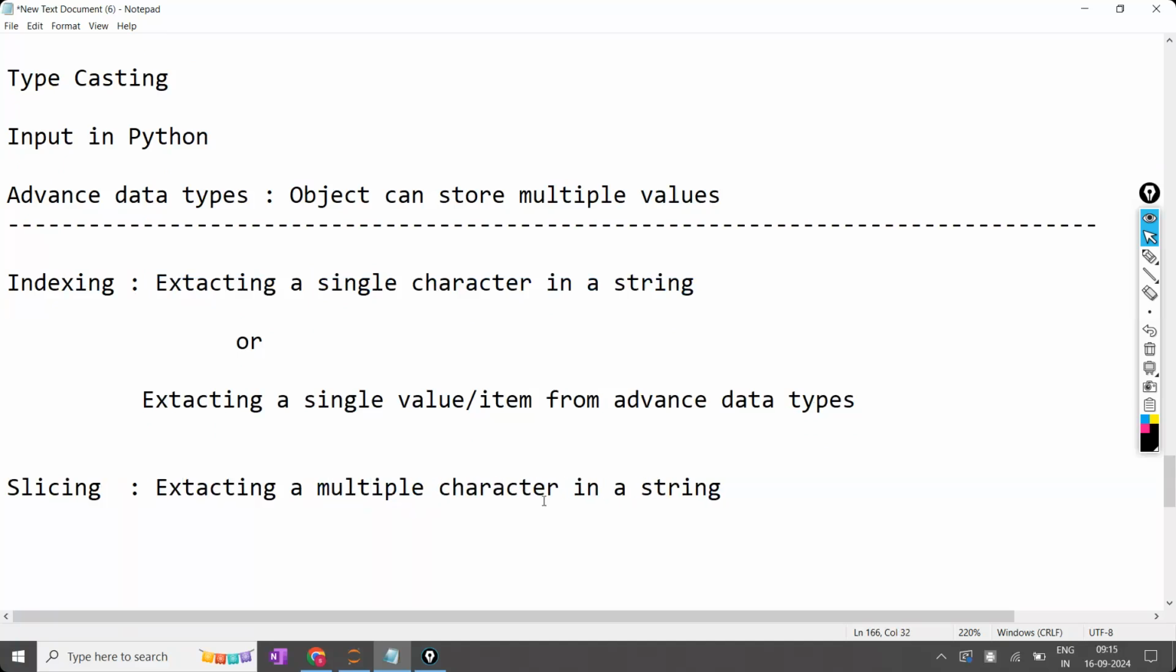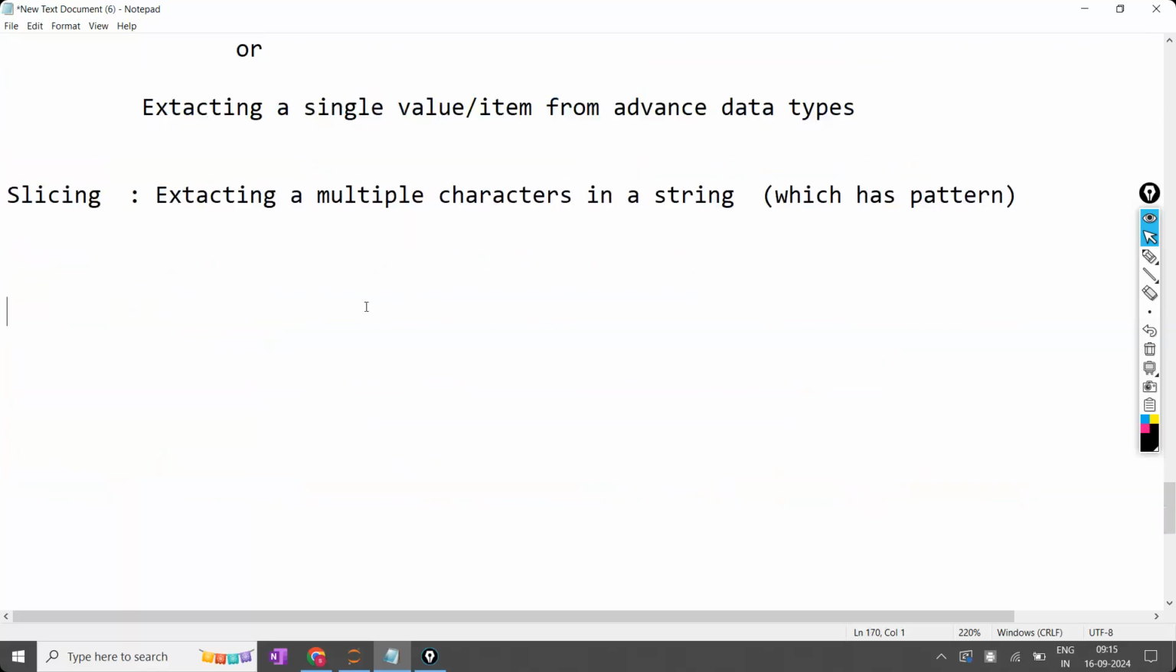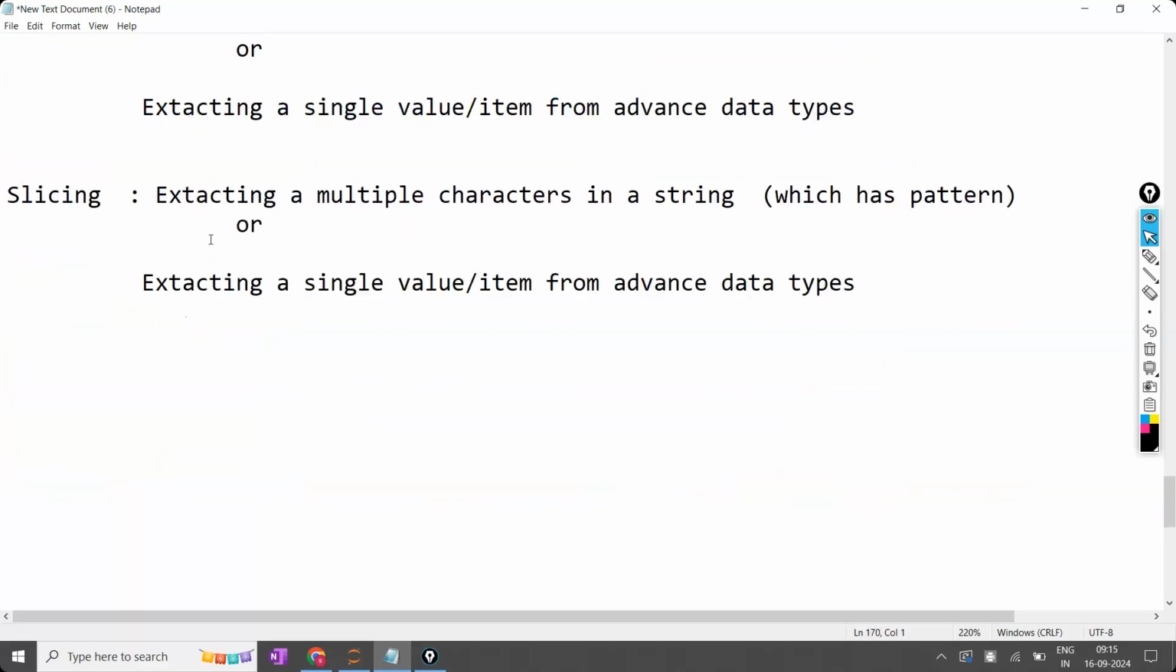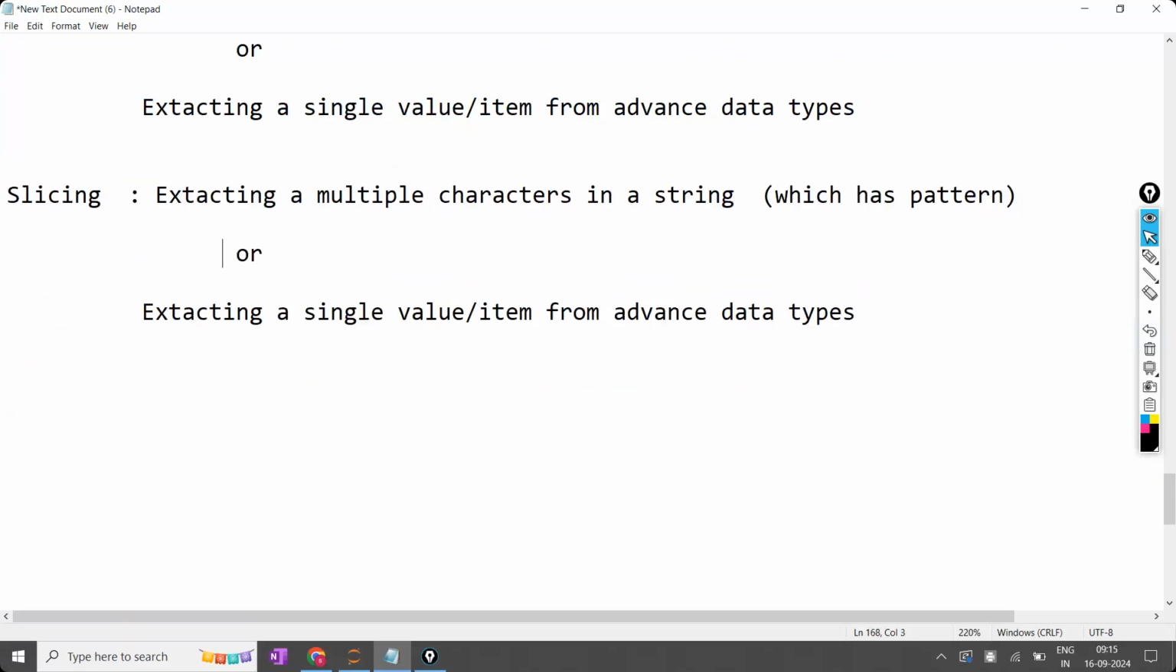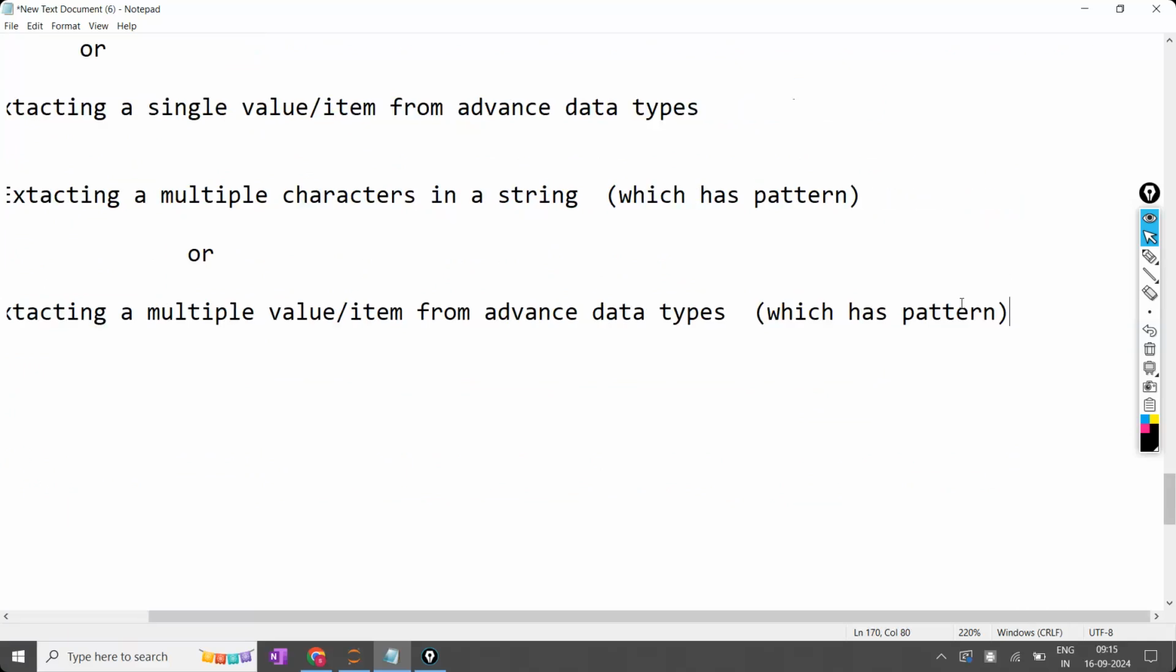Extracting multiple characters in a string, the condition is that it has a pattern. This point is important. There should be some pattern, then only we can extract. Or extracting multiple characters or multiple values which has a pattern. Pattern is compulsory. What is this? We'll understand with examples.